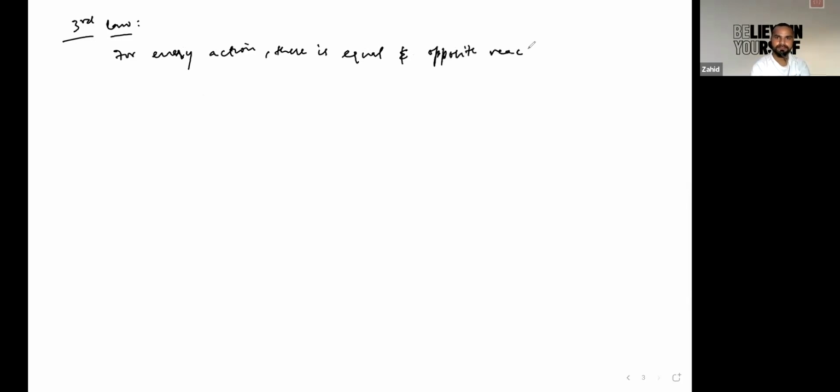Next is the third law. It is nothing but, if you apply a force, for every action there must be an equal and opposite reaction. So you can say, for every action, there is an equal and opposite reaction. But this action and reaction act on two different bodies, so they will never cancel out.